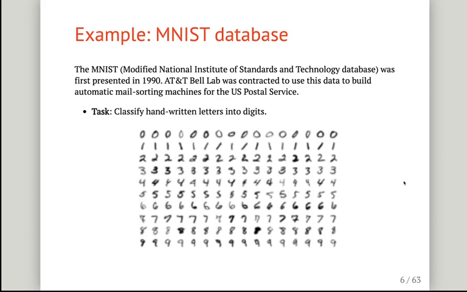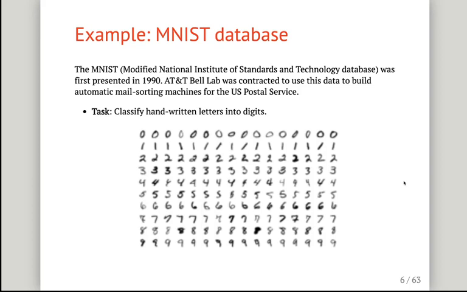As an example, let's start with the classic neural network application, the MNIST database. MNIST, standing for Modified National Institute of Standards and Technology, was first presented in 1990. AT&T Bell Lab was reached out to by the US Postal Service, who wanted to create automatic mail sorting machines. At that time, it wasn't possible to read in handwritten letters and numbers. So AT&T Bell Lab was tasked with creating this.